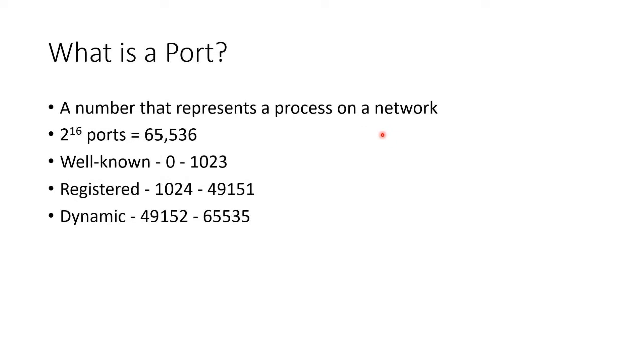So we know that a port is simply a number. It just represents a process on a network. There's 2 to the 16th total number of ports. The well-knowns go from 0 to 1023, but we don't use 0, so it's 1 to 1023. The so-called registered, which the operating system will register for services and applications, 1024 to 49151. If you are a client app, like a browser, you will be assigned something dynamic up in this upper range here.